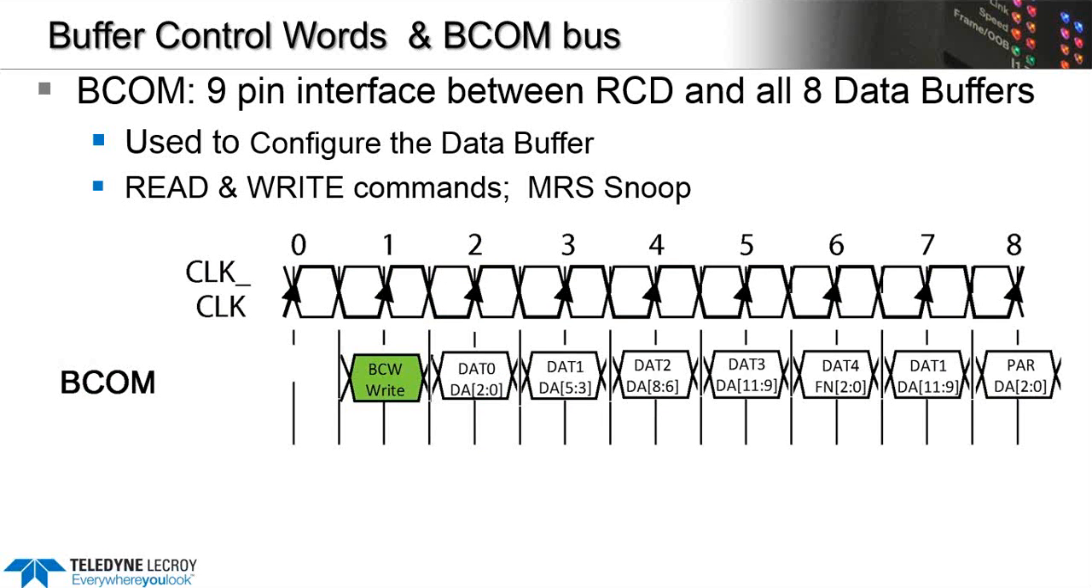Once it gets there, the data buffer decodes the command, writes it to its function space, and completes the command. So it's a little unusual. Like most things from JEDEC, it's a bit convoluted, but it works. The main function for this BCOM interface is to transmit your buffer control words, but the spec also requires that the register send all read-write commands and MRS information over the BCOM bus, to allow the data buffers to keep tabs on what the DRAM is doing.